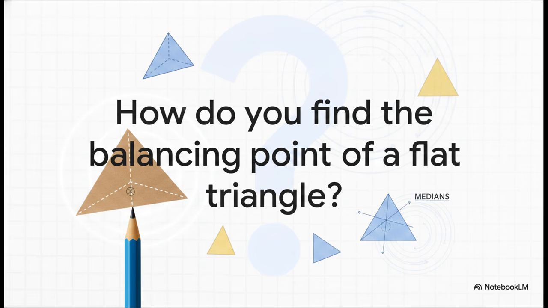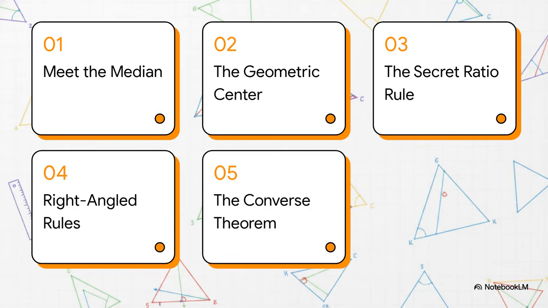Well, it turns out our upcoming geometry lesson on medians is actually the ultimate foolproof tool to solve this exact physical puzzle. It's a beautifully cumulative journey where every single step builds directly on the last. Okay, let's lay out our roadmap for today. First, we'll meet the triangle's median. Second, finding the geometric center. Third, the secret ratio rule. Fourth, right-angled triangle rules. And finally, the converse detective theorem.